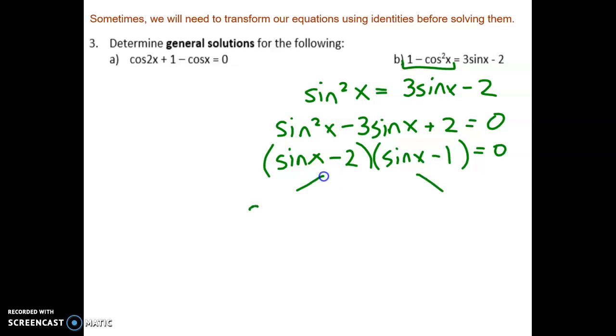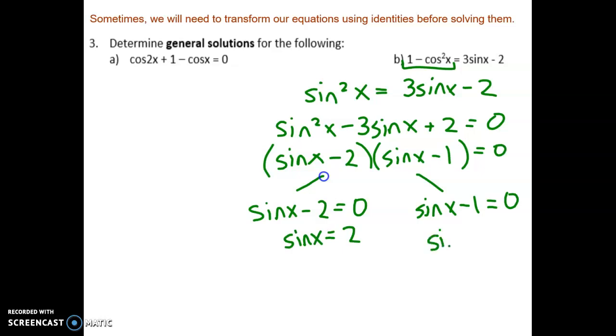Now once we have it factored, we can set each factor equal to 0, which means we're going to get sine equals 2 and sine equals 1. Now there's a problem here. Sine equals 2. You guys, this is a unit circle. So this means that the opposite is 2 and the hypotenuse is 1. What do you know about that? It's wrong. It's not possible, right? You can't have an opposite that's larger than a hypotenuse. So this part of the question has no solution.